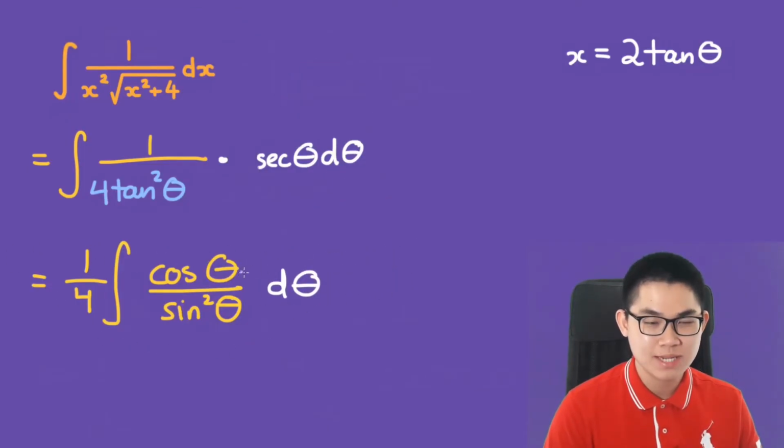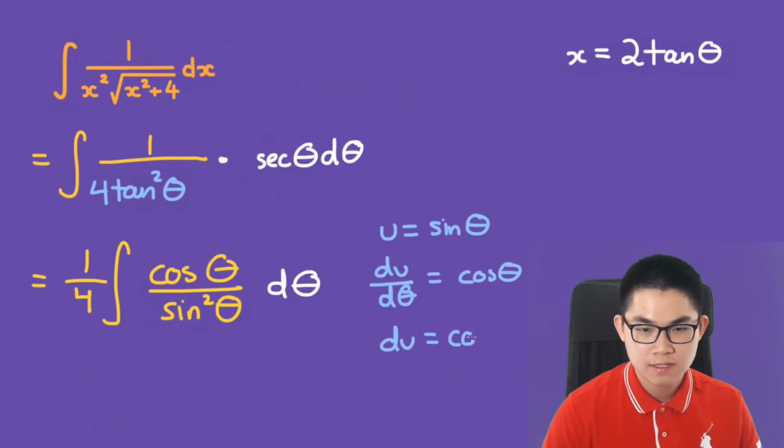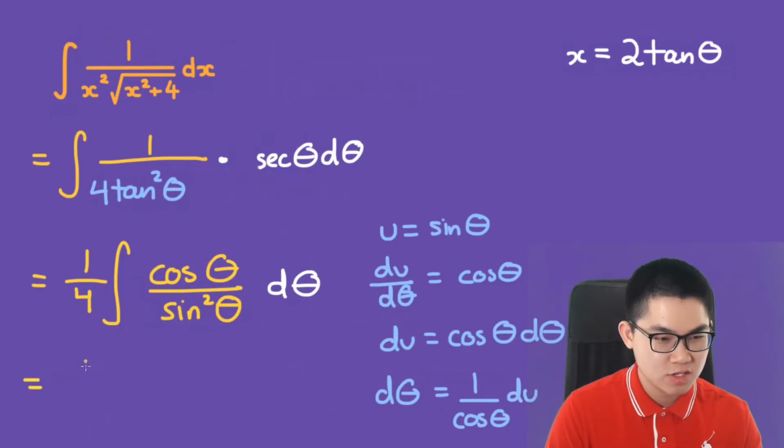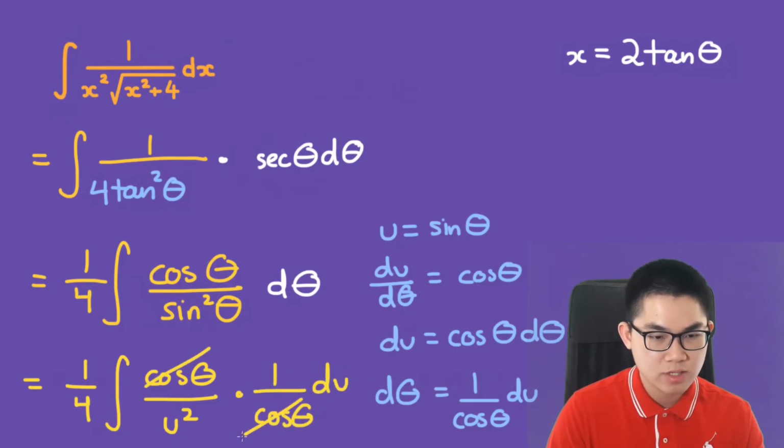And we have to do u substitution. So let u equal sine of theta. So du over d theta is going to be cosine. So du is cosine theta d theta, and d theta is 1 over cosine du. This is equal to 1 over 4 times the integral of cosine over sine squared, and sine is u. So we have u squared times d theta, and d theta is 1 over cosine du. And the cosines will cancel out. So we have 1 over 4 times the integral of 1 over u squared.